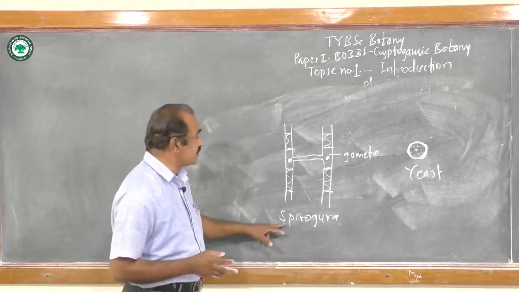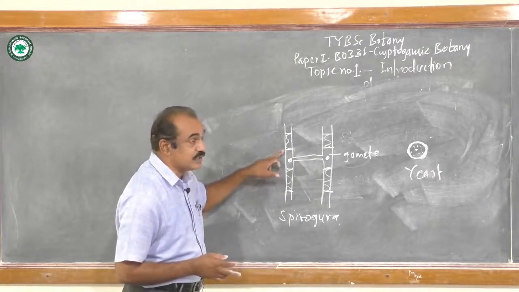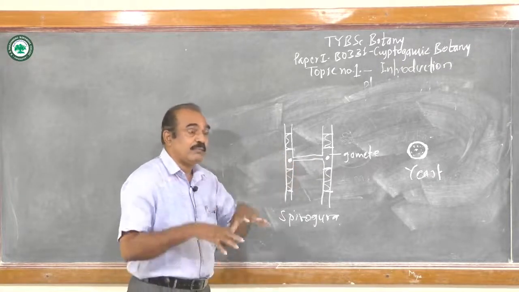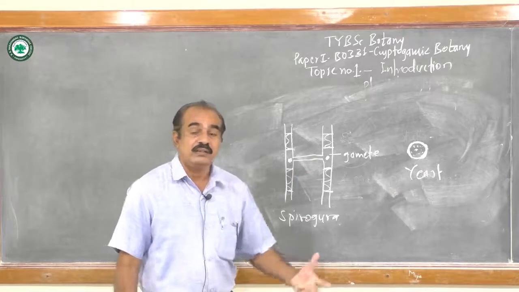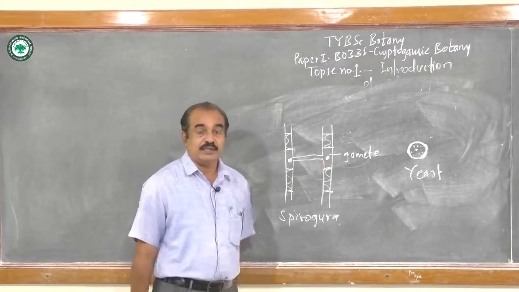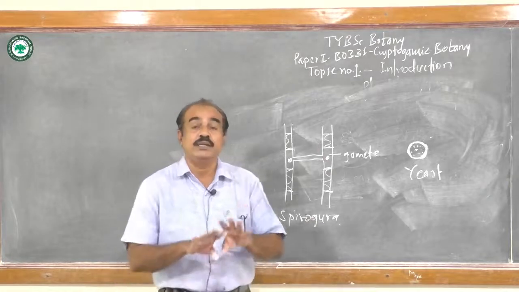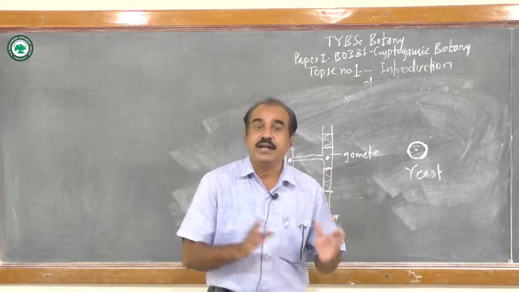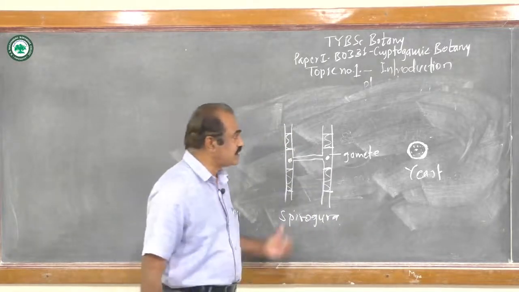For example, here in Spirogyra, this is the vegetative cell. These are the cell wall of the vegetative cell. Only the cytoplasm is getting metamorphosed into another structure, and that structure is called the gamete. So this is one gamete, this is another gamete. They are non-jacketed. That means they have no protective covering. So this structure is called primitive, and it is found in the cryptogams, just like algae.